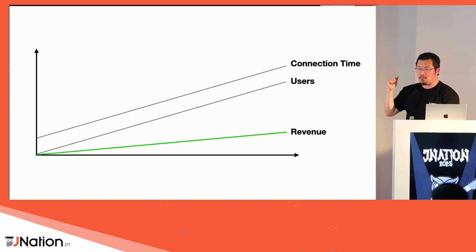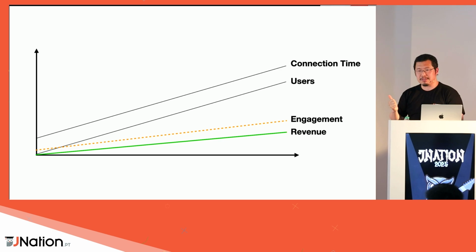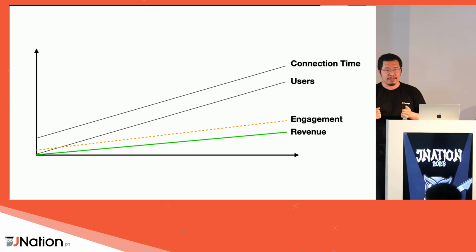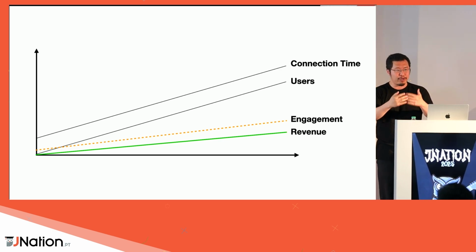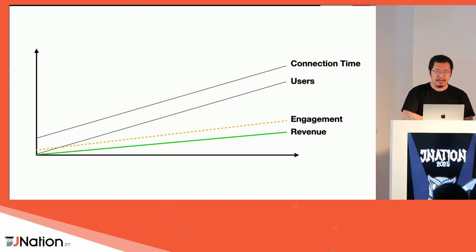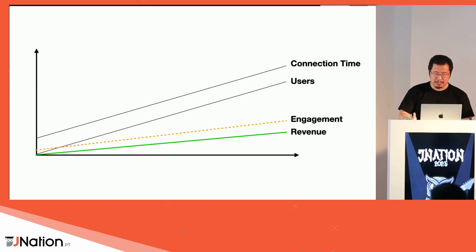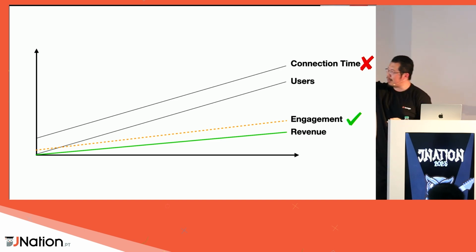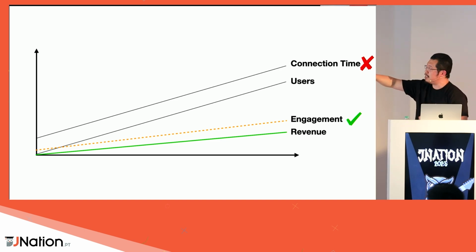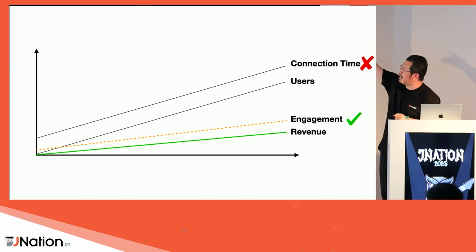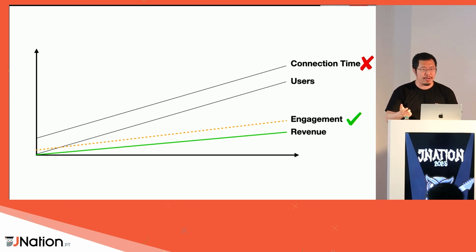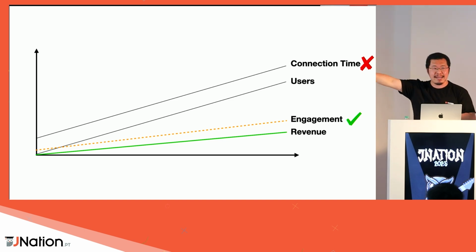My revenue grows along the line of engagement. The more engaged someone is, the more likely they're going to turn from a free user into a paying user. The more they're doing on the network, the more likely they're going to start paying. So I want my revenue to grow along the line of activity and engagement, not along the line of just being connected and not doing anything. So the services we talked about earlier for WebSockets, they charge us for connection time and activity.